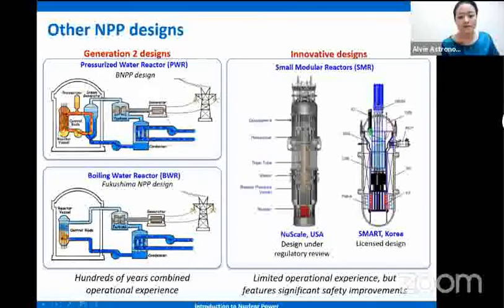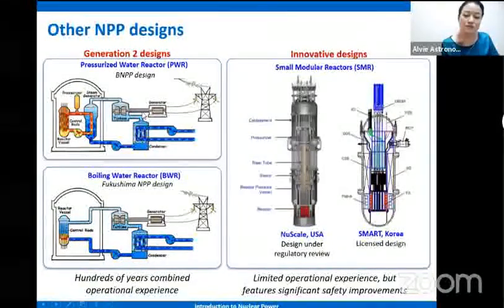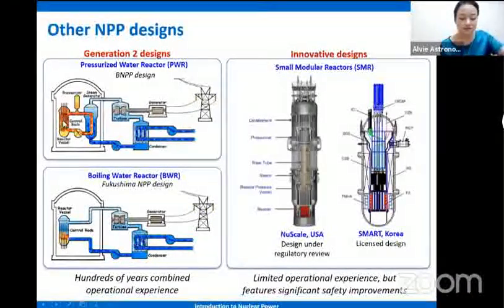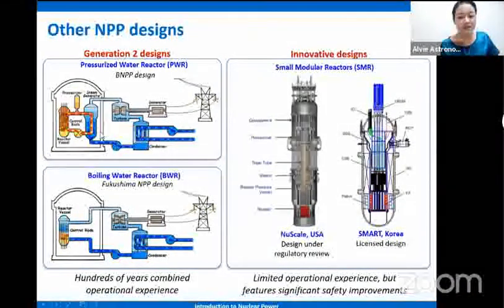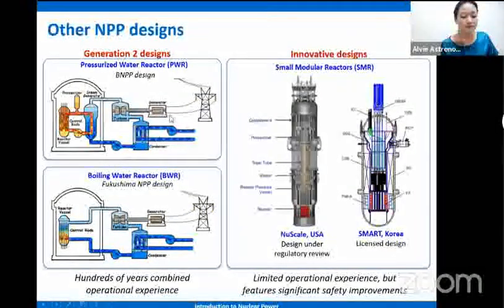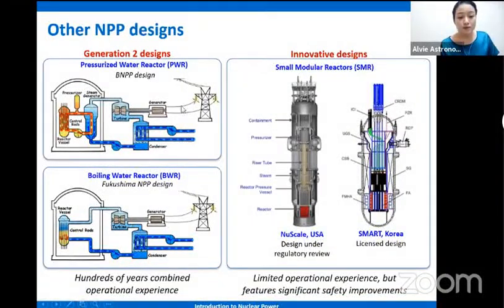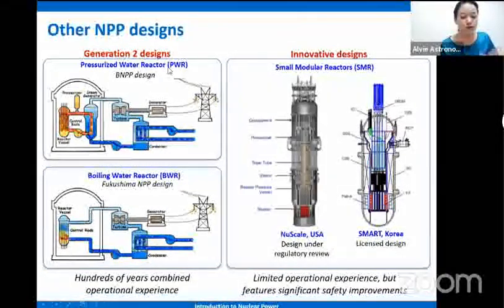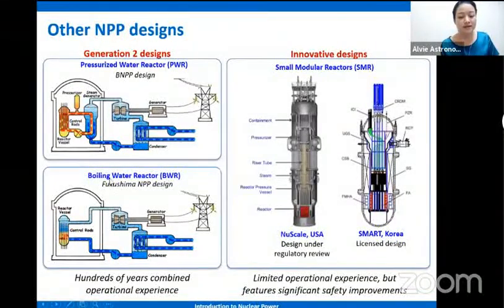So this is a very simplified illustration of the Bataan nuclear power plant design. And I've discussed this in one of the previous slides. You have three loops here that are completely separate: the primary loop, the secondary loop, and then this circulating water system here. So this is a pressurized water reactor design, and that's the BNPP, the Bataan nuclear power plant design.